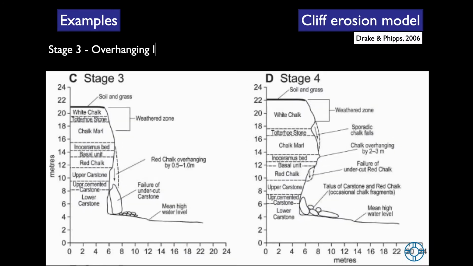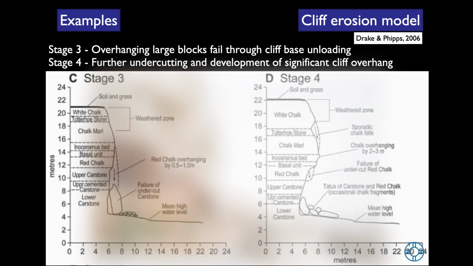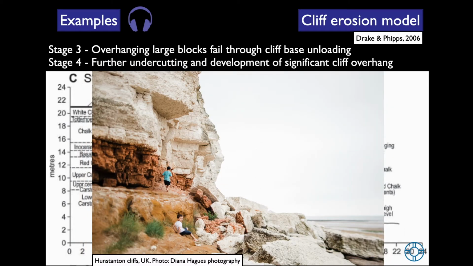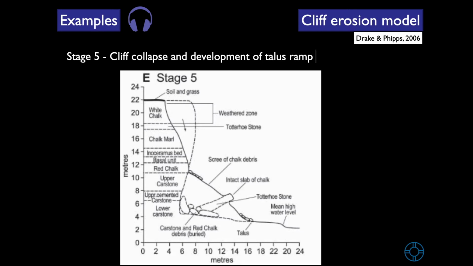In stage 3, overhanging large blocks fail through cliff base unloading. In stage 4, further undercutting and development of significant cliff overhang. In stage 5, there is a cliff collapse and the development of a talus ramp at the cliff base.